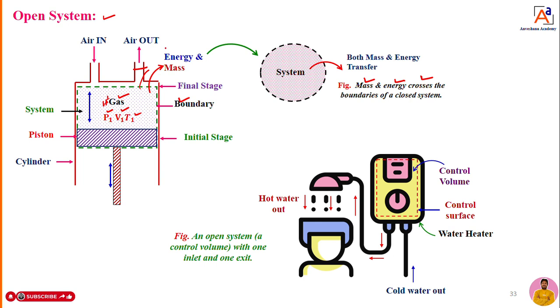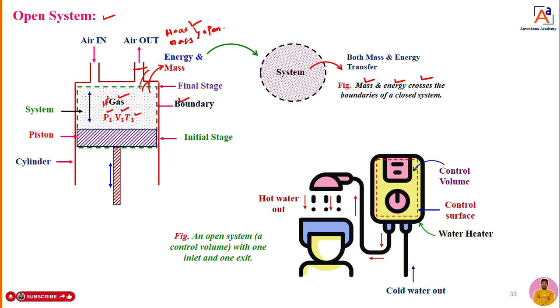When the hot gas is coming out, it is crossing the system boundary, which means heat energy is carried away. And also, when the hot gas is coming out, it is going to carry some amount of mass. Hence both mass and heat energy cross the system boundary, transferring from the system to the surroundings. If there is mass transfer and heat energy transfer in a system, that system we can call an open system.